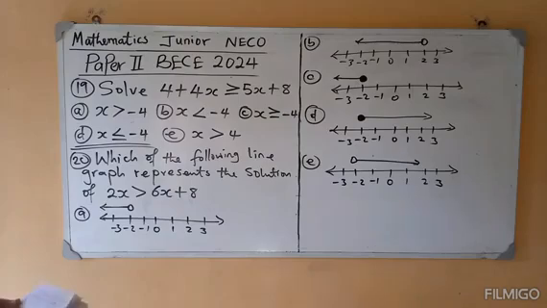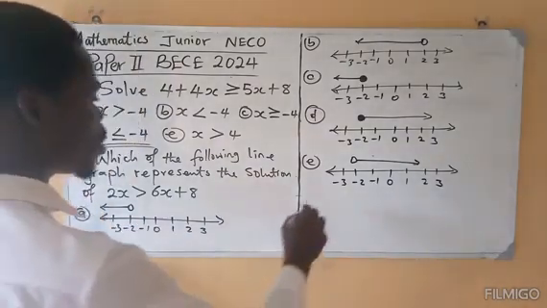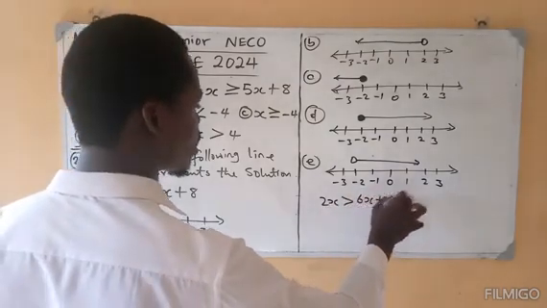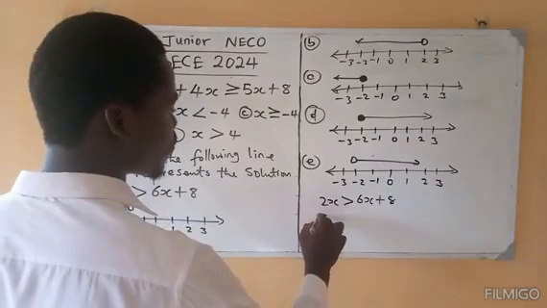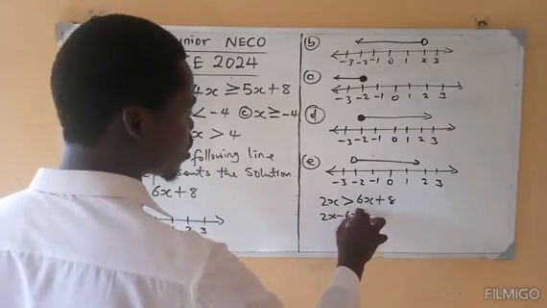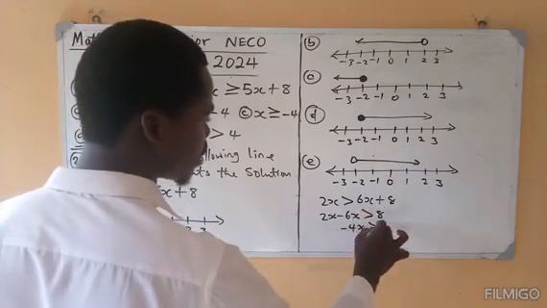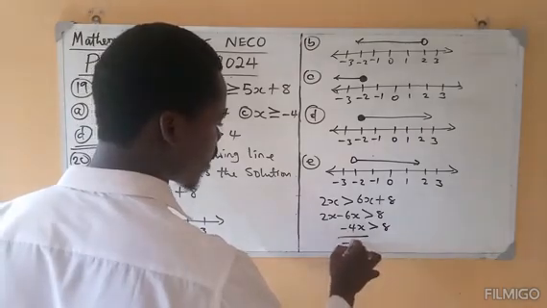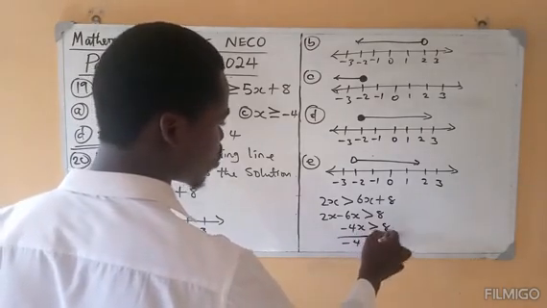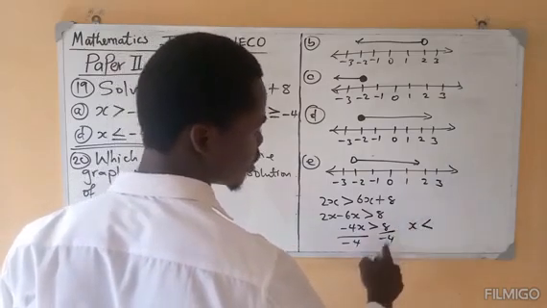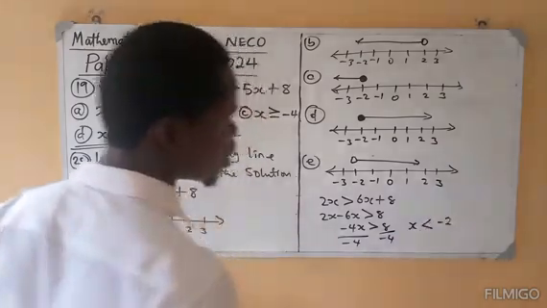Now we are asked to find the correct solution for the inequality, which is 2x greater than 6x plus 8. When you collect like terms, we have 2x minus 6x greater than 8. This will give us minus 4x greater than 8. Divide both sides by minus 4. Remember, the sign will change, so we have x less than minus 2.